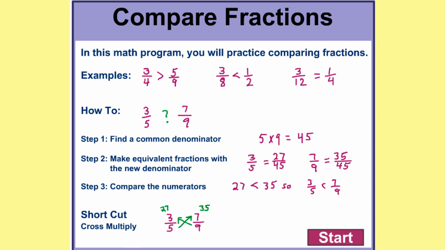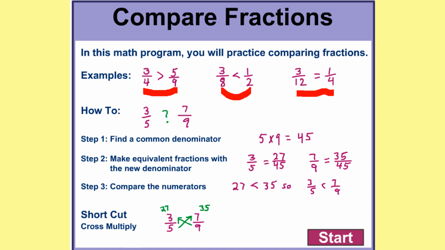Right, this is tricky, but let's see how we go. Bear with me, and I'll try and explain how we can compare tricky fractions. If you look at the top, we've got 3/4 is greater than 5/9. A half is greater than 3/8. And 3/12 is equivalent to a quarter. So far that should be okay.